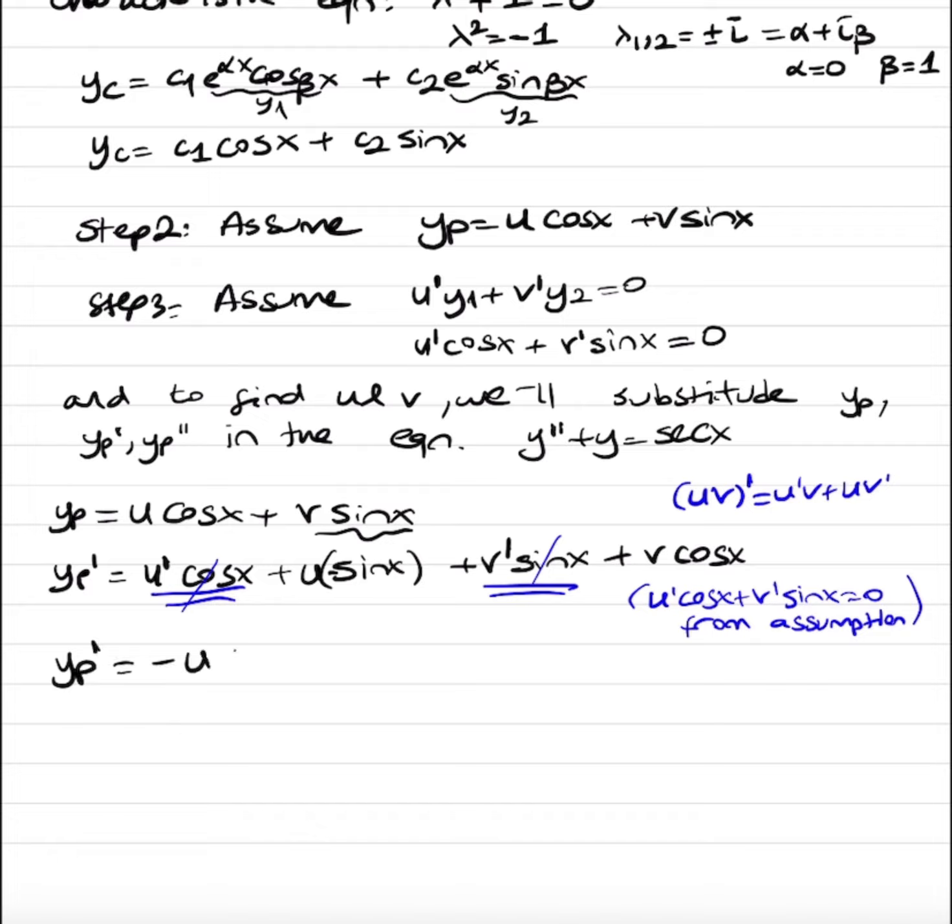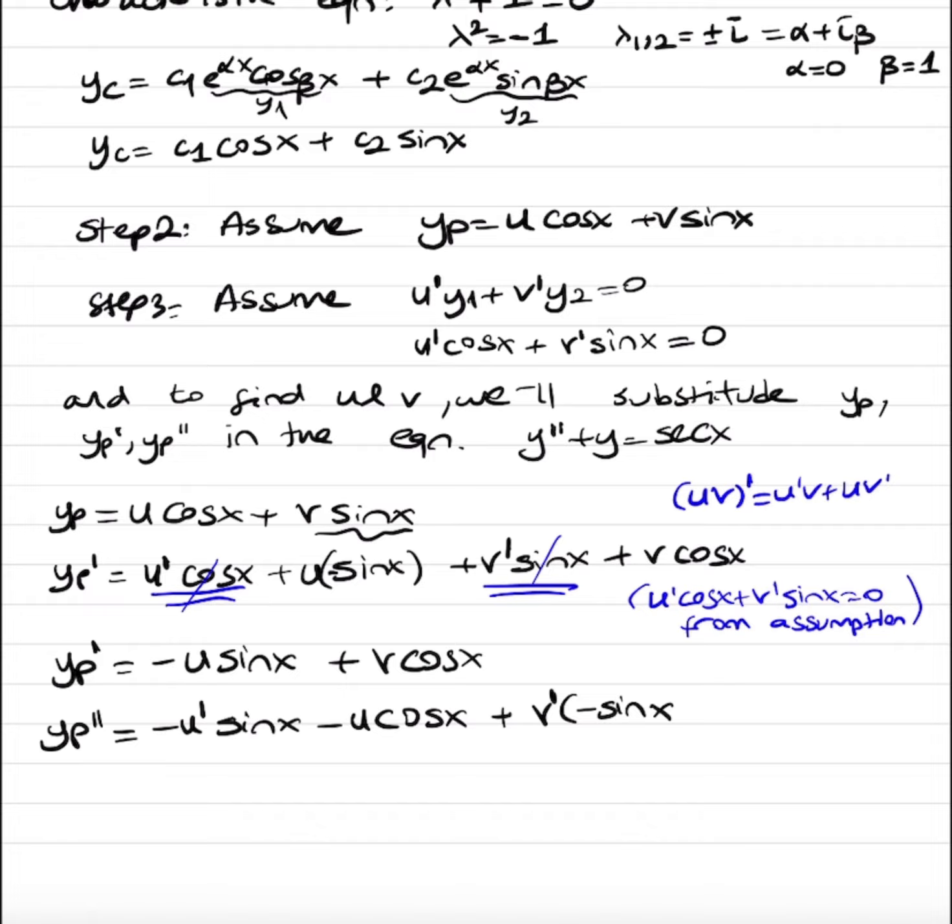Then what is yp prime? It is minus u sine x plus v cosine x. But we need the second derivative, so it is minus u prime sine x minus u times the derivative of sine, which is cosine x, plus v times... oh, sorry. Okay, I will first take the derivative of v, so v prime cosine x minus v sine x.